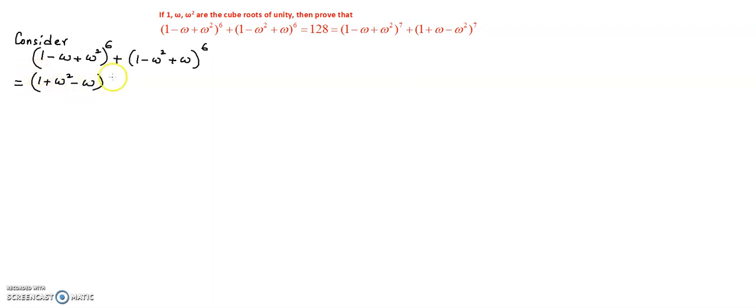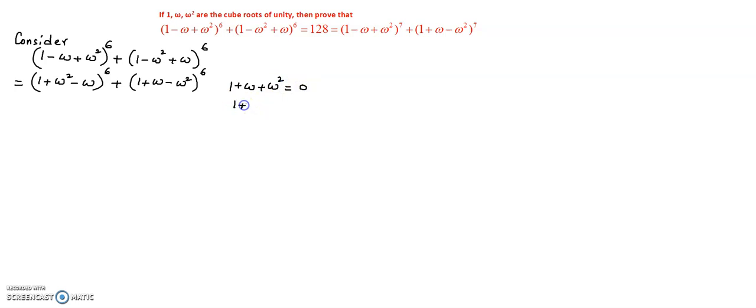Let us first consider the term on the left, that is (1 minus omega plus omega square) whole power 6 plus (1 minus omega square plus omega) whole power 6. What we have to do is first write the positive terms together, then we will write (minus omega) whole power 6. Same here, we will write 1 plus omega, the positive terms first, then we will write (minus omega square) whole power 6. So once again we will have to make use of the condition that the sum of the cube roots of unity is equal to 0.